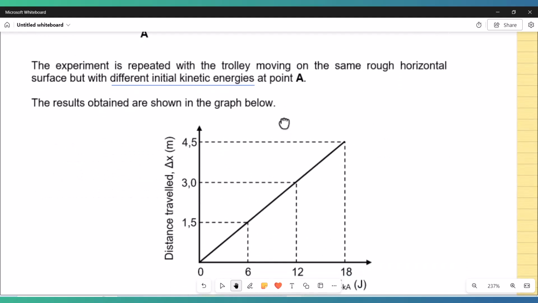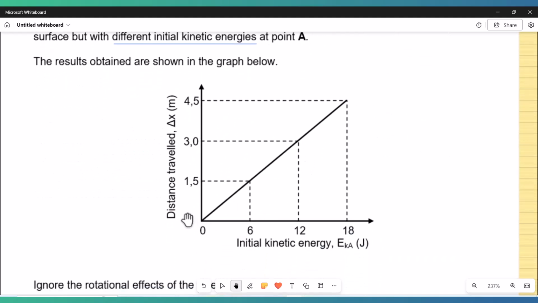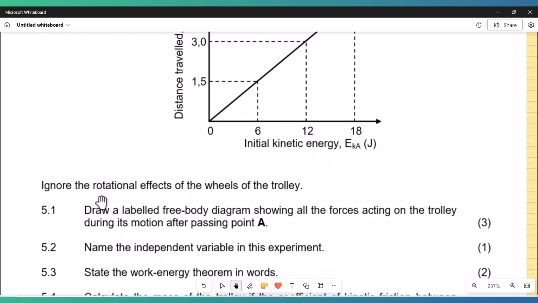Check here. What do we have on the y-axis? This is distance traveled. What about x? This is initial kinetic energy. Now here we don't have final kinetic energy. Why? Because it comes to rest. So it means final kinetic energy is 0. So what must we ignore at this time? Ignore rotational effects of the wheels of the trolley.